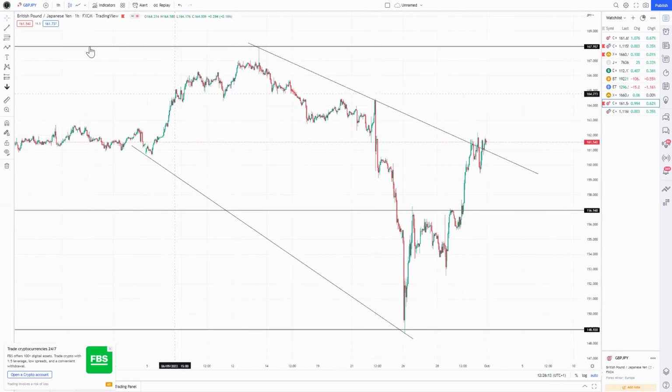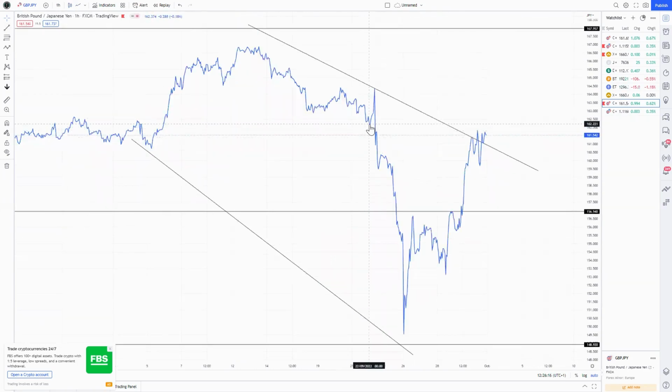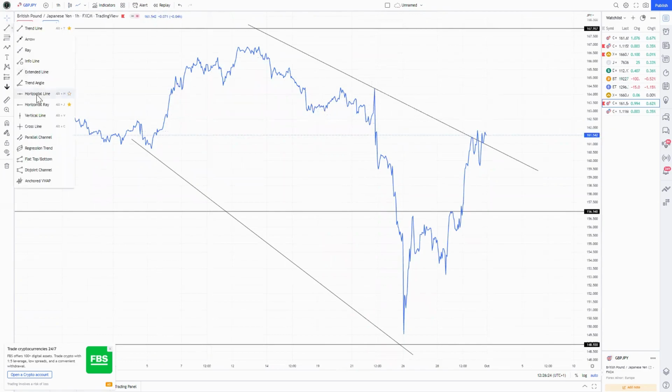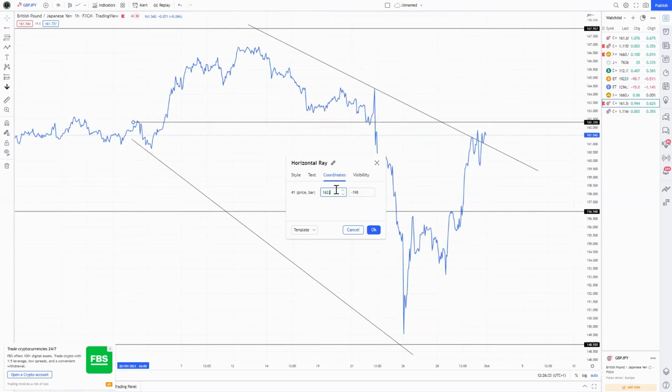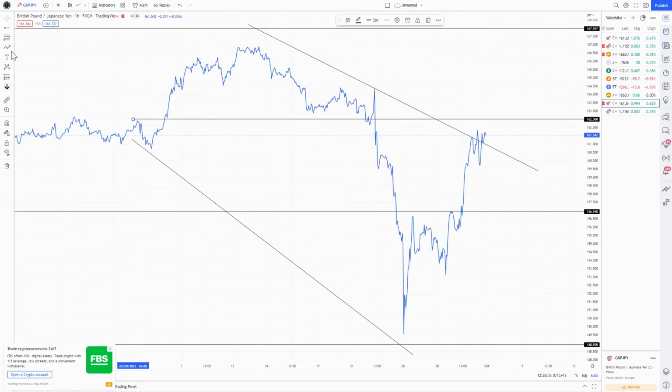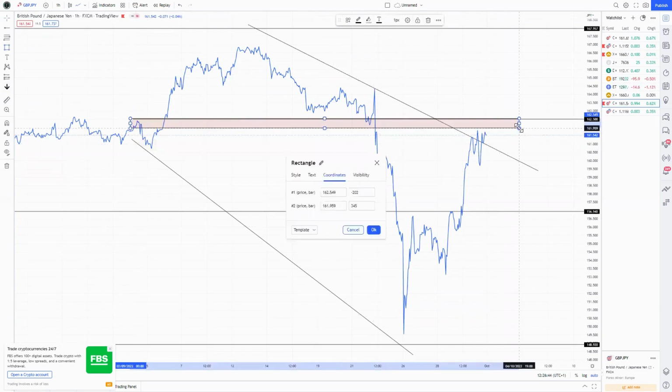Let's mark out this level first, because can you see there's a little bullish push upward on this place. So we can just put it out. So I just have to adjust it to a psychological key level of 162.500.